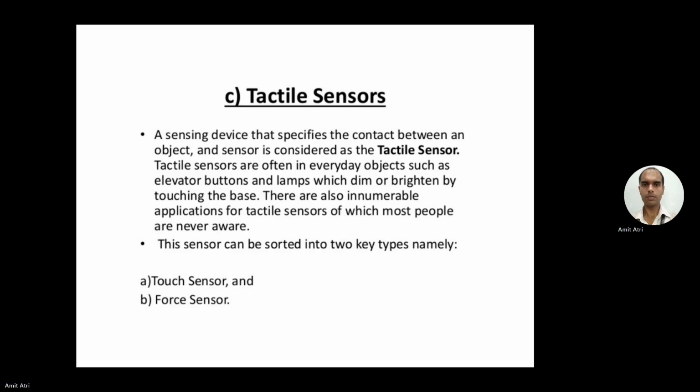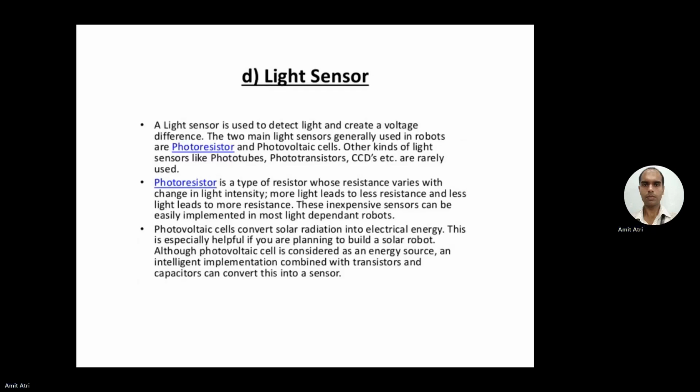The next type is the tactile sensors. A sensing device that specifies the contact between an object and the sensor is considered a tactile sensor. Tactile sensors are often in everyday objects such as elevator buttons and lamps which dim or brighten by touching the base. So there are examples of these tactile sensors. There are also innumerable applications for tactile sensors of which most people are not even aware. The tactile sensor can be sorted into two key types. The first one is the touch sensor and the next one is the force sensor.